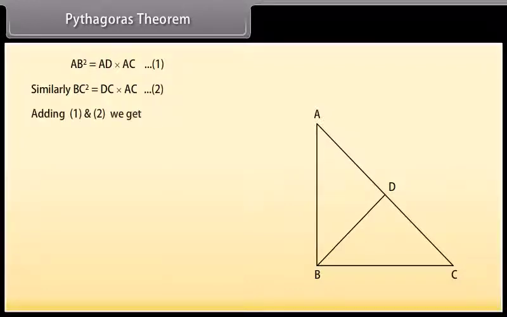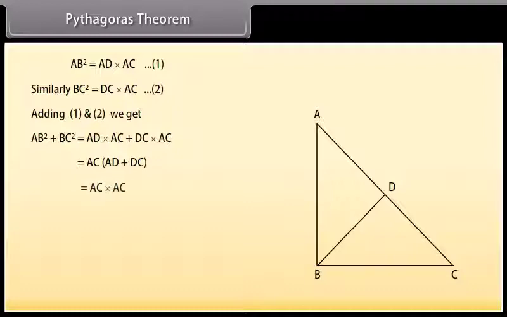By adding 1 and 2, we get AB square plus BC square equals AD into AC plus DC into AC, which equals AC into AD plus DC, AC into AC, AC square. Therefore, AB square plus BC square equals AC square. Hence proved.